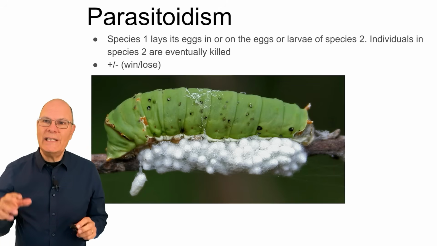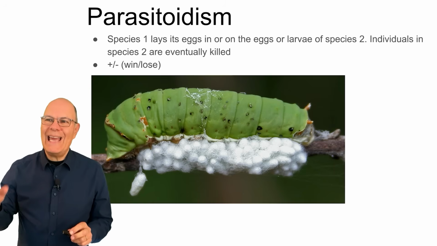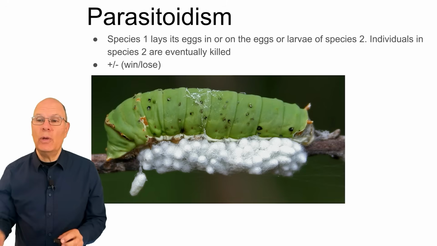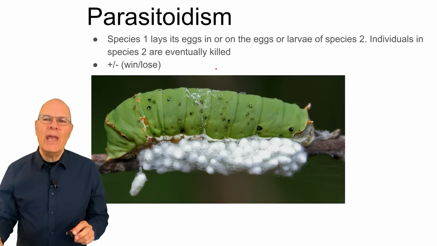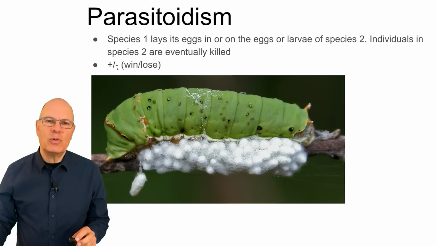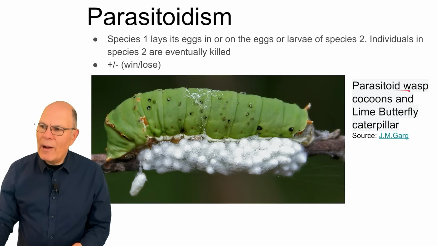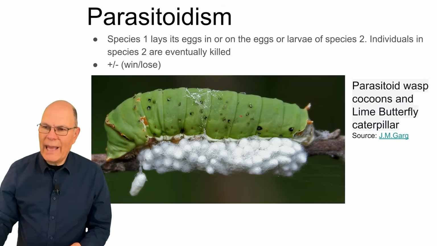It's mostly limited to insects, and it's where species 1 lays its eggs in or on the eggs or larvae of species 2. Individuals in species 2 are eventually killed, and that can take quite some time. This is a plus-minus relationship, a win-lose relationship. And here we have parasitoid wasp cocoons and a lime butterfly caterpillar.